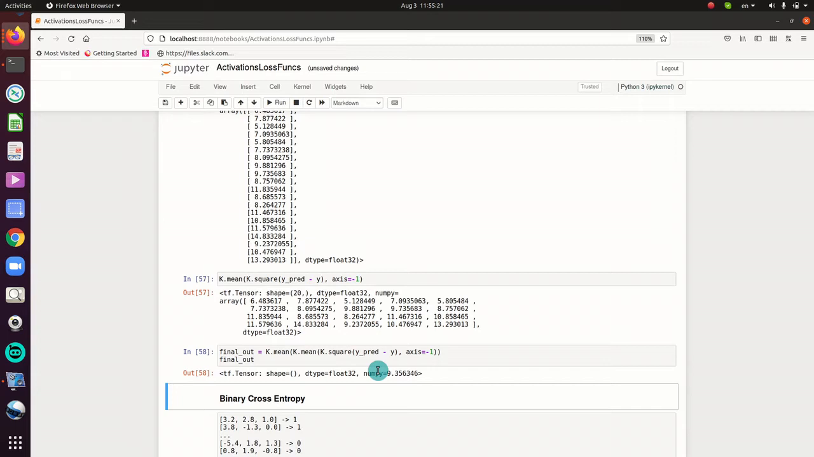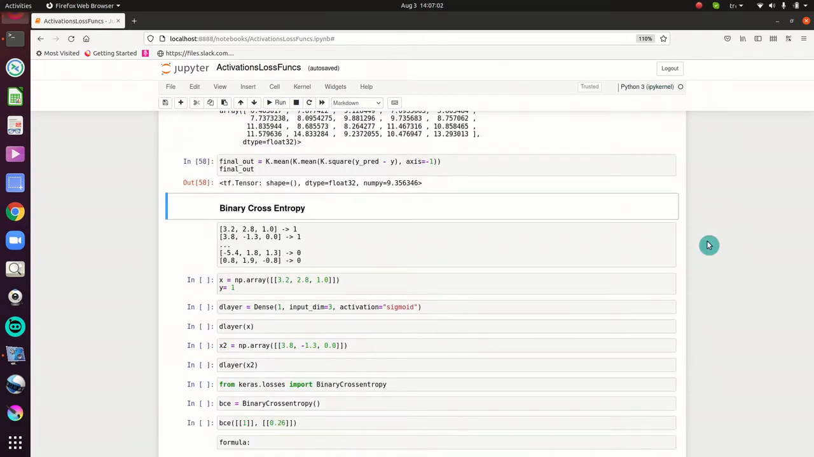What happens in binary classification? MSE is not very suitable for probability distributions. We need another loss function. That function is called binary cross entropy. Let's jump on to the next section.